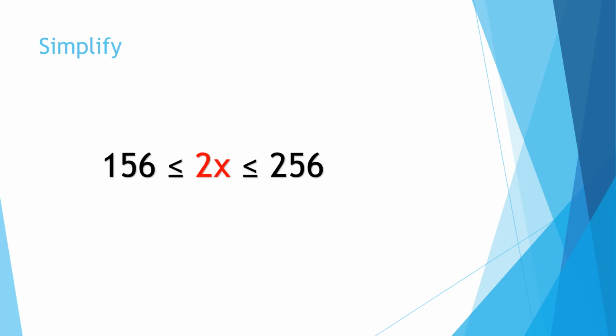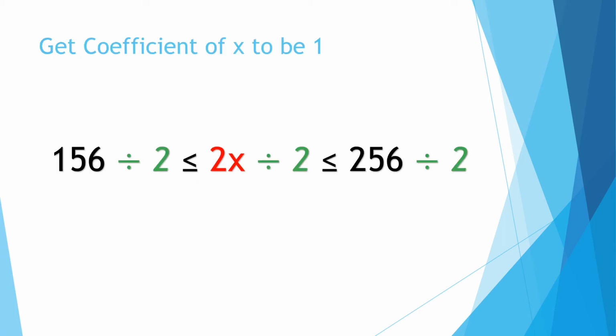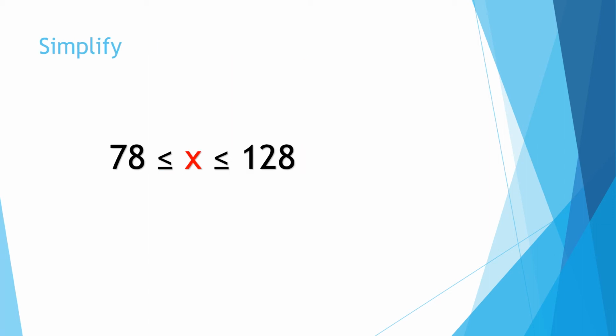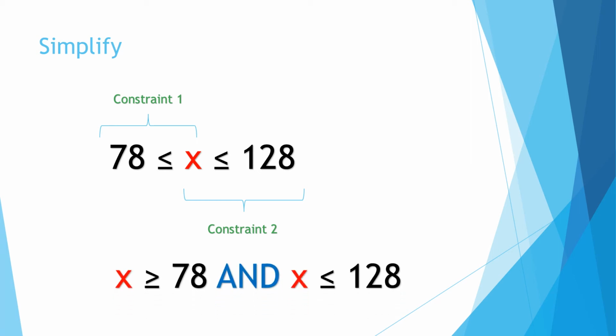When we're left with that, we get 156 is less than or equal to 2x, which is less than or equal to 256. So we want to have the x have a coefficient of 1. So we're going to have to multiply by the reciprocal, which is the same thing here as dividing by 2. So if we divide everything through by 2, the final exam grade has to be between 78 and 128. Notice we have our first constraint. When you read the constraints, you always read from the variable out. So here it's x is greater than or equal to 78. And the second constraint, x is less than or equal to 128.